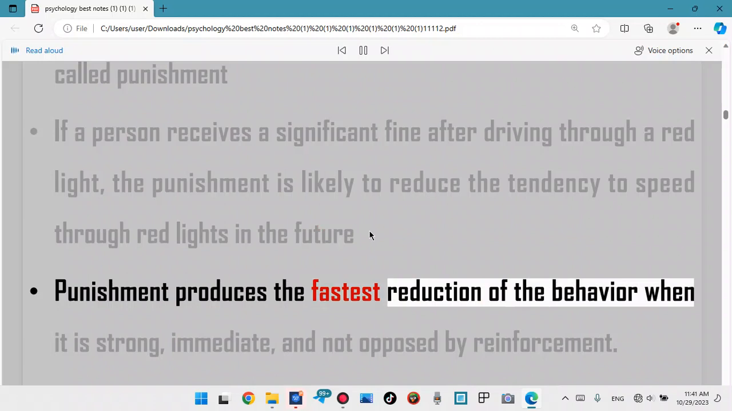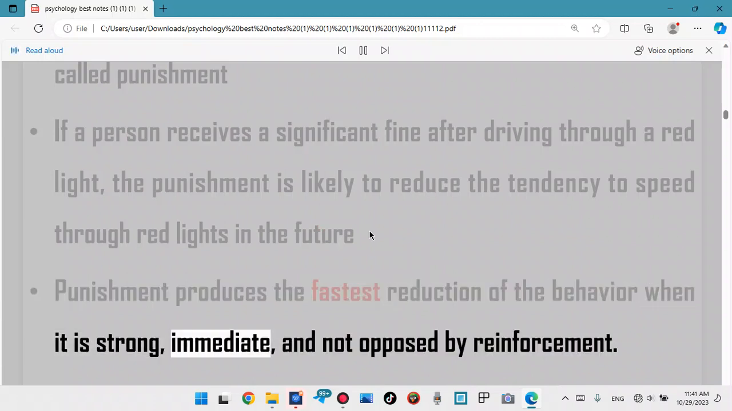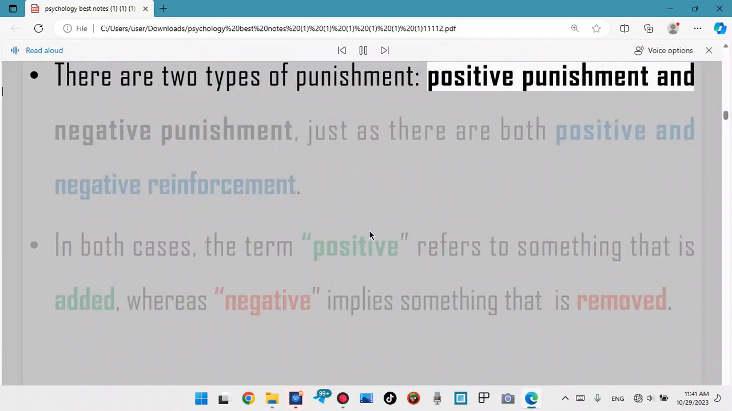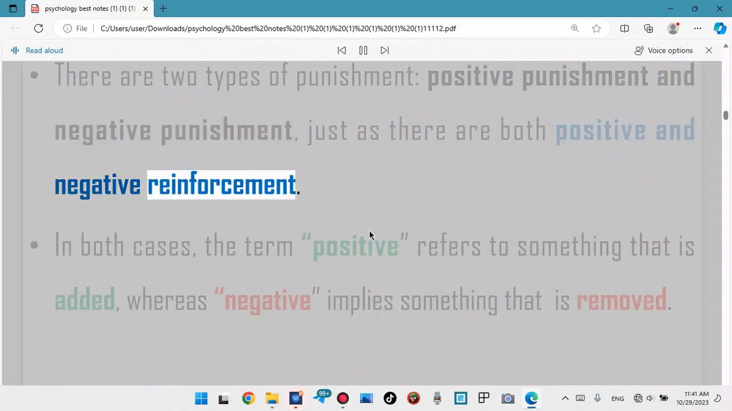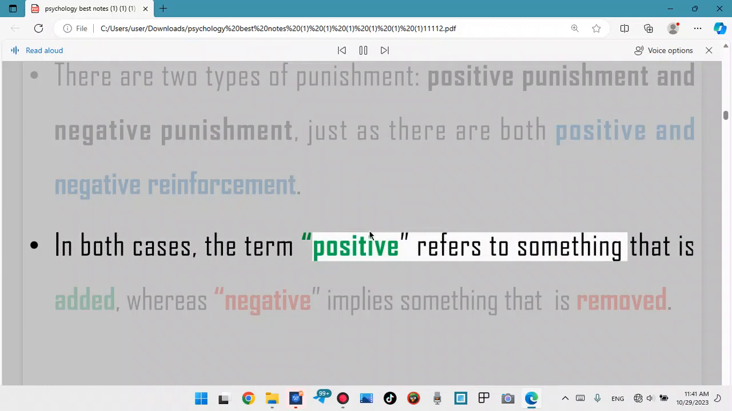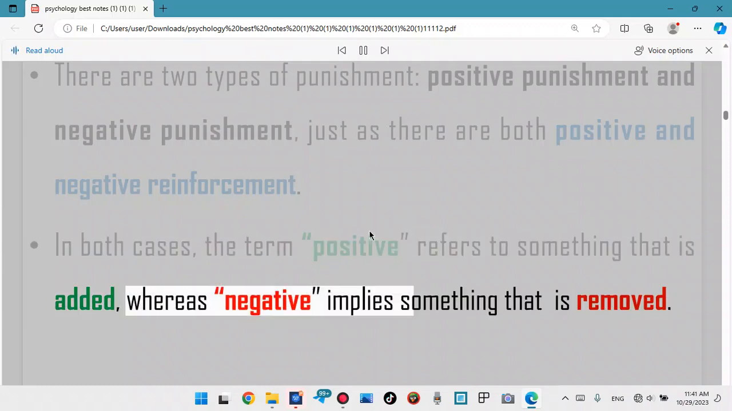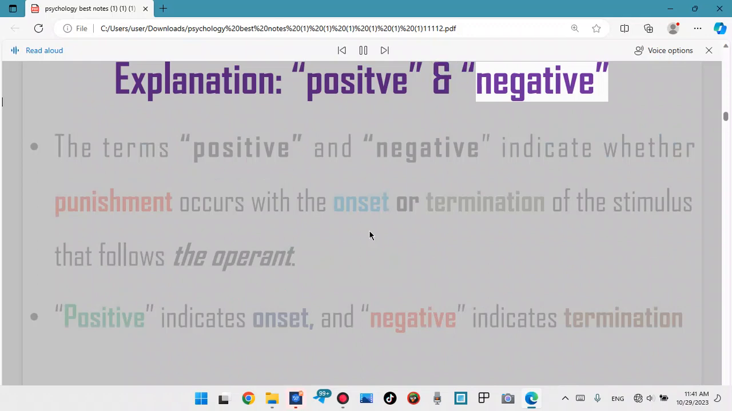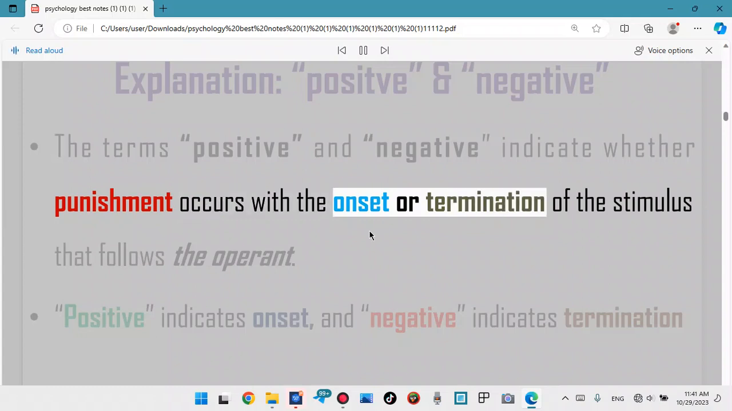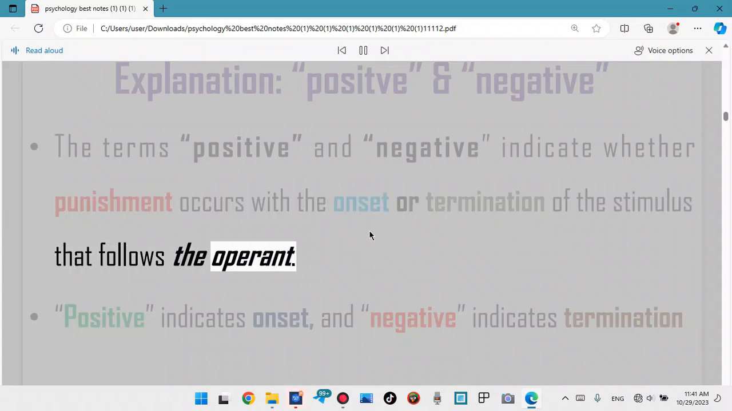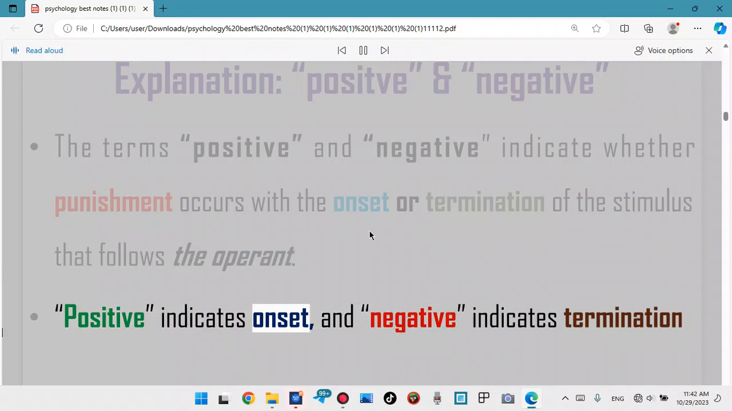Punishment produces the fastest reduction of the behavior when it is strong, immediate, and not opposed by reinforcement. There are two types of punishment, positive punishment and negative punishment, just as there are both positive and negative reinforcement. In both cases, the term positive refers to something that is added, whereas negative implies something that is removed. Explanation: positive and negative. The terms positive and negative indicate whether punishment occurs with the onset or termination of the stimulus that follows the operant. Positive indicates onset, and negative indicates termination.